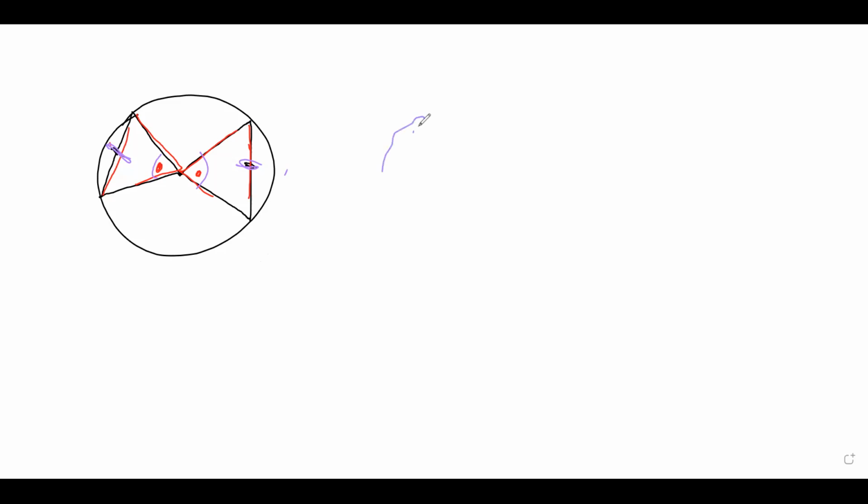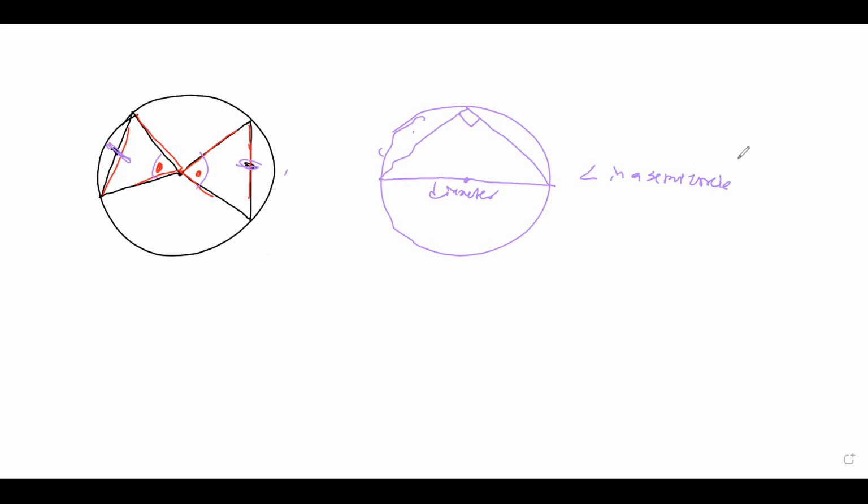Also, angle subtended by a diameter. If this is a center and this is a diameter, the angle subtended by this diameter on the circumference is 90 degrees. So this must be a diameter for that angle to be 90, okay? So that's angle in a semicircle. Semicircle is half. That's how you reason if you decide that D is 90.